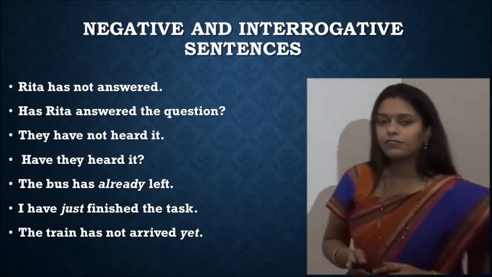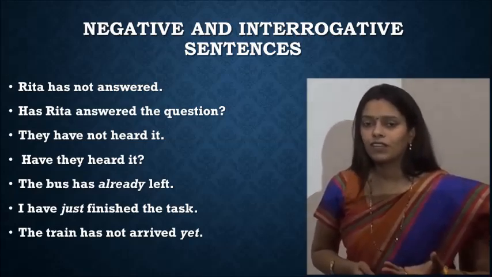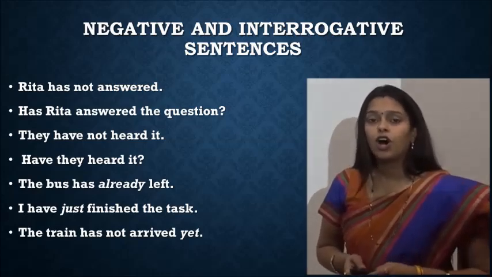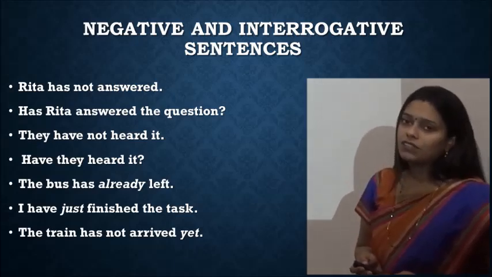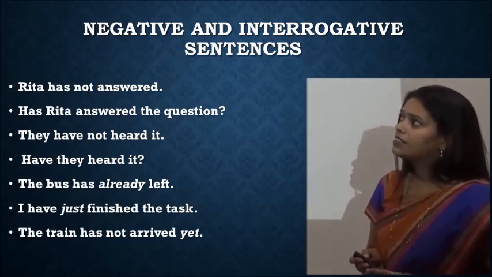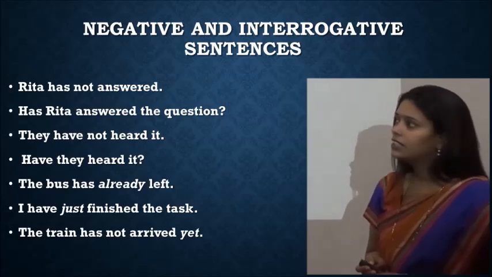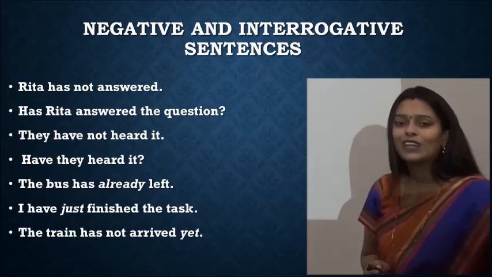As earlier we have already done the structure, like how we are going to make a sentence negative and then interrogative, or interrogative and negative sometimes. So let's see the examples. Rita has not answered. Has Rita answered the question? Now this is a question or interrogative sentence.